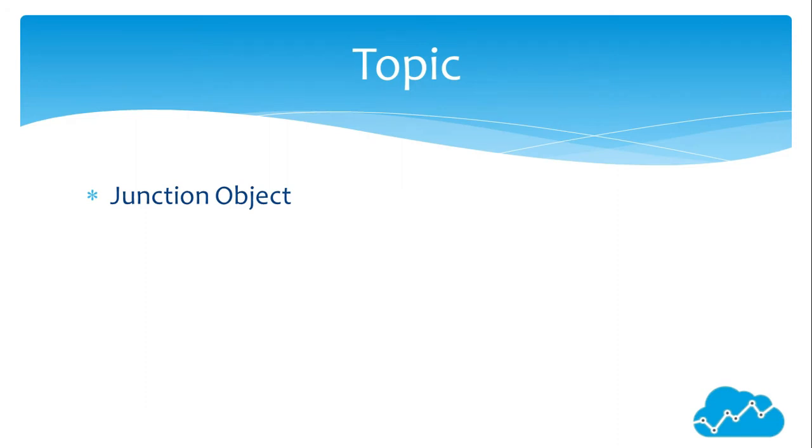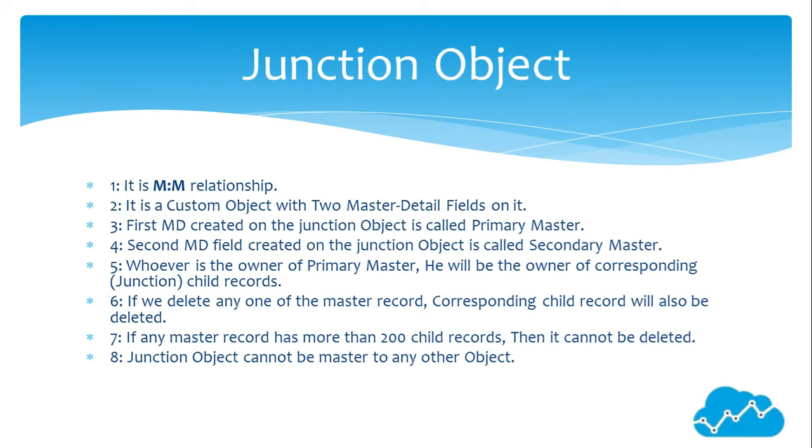The topic we are going to cover in this session is the junction object. A junction object is a many-to-many relationship. It is a custom object with two master-detail fields on it. The first master-detail field created on the junction object is called the primary master. The second master-detail field created on the junction object is called the secondary master.